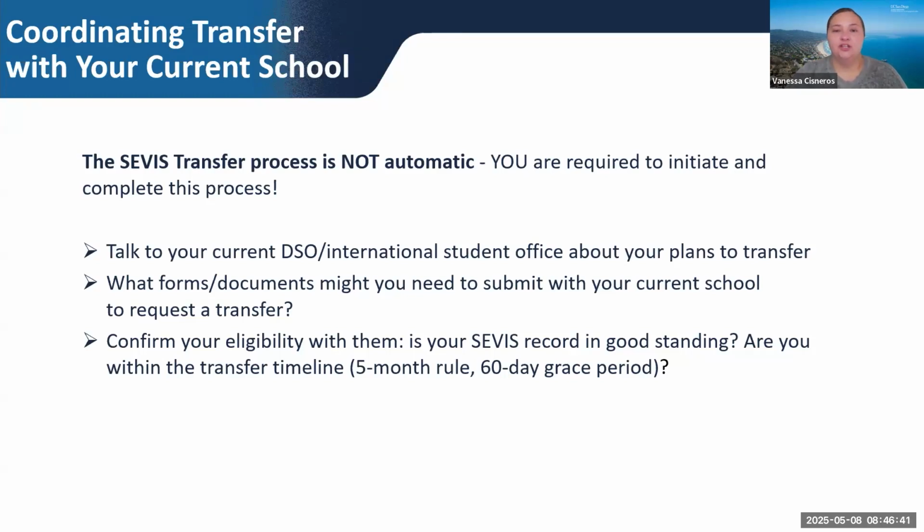You will need to talk to your current institution, that is, talk to your DSO or your International Student Office and ask them, how do I request a transfer on my SEVIS record? What do I need to submit in order for you to release my SEVIS record? Most schools require students to fill out a form of some kind in order to request a SEVIS transfer. Your current DSO or International Office will be able to tell you what they require.